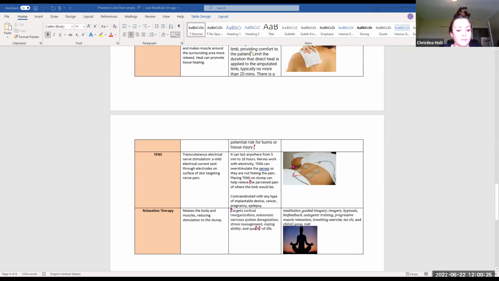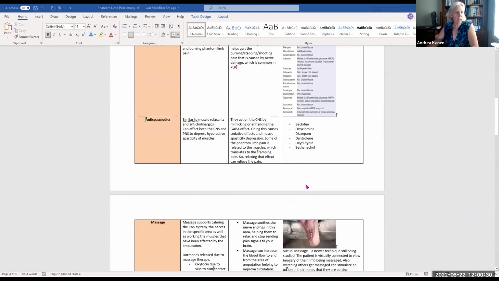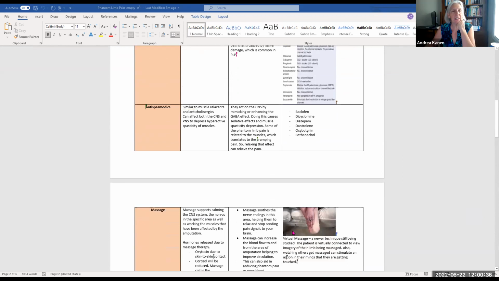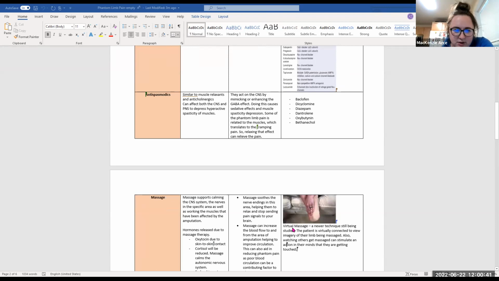I think we only have one or two left? One? No. We can do antispasmodics. Okay, fabulous. So it's similar to muscle relaxants and anticholinergics. That's what you're finding when you're looking it up. It can affect both the CNS and the PNS to depress hyperactive spasticity of muscles. Some examples are baclofen, dicyclomine, diazepam, dantrolene, oxybutynin, and bethanechol.